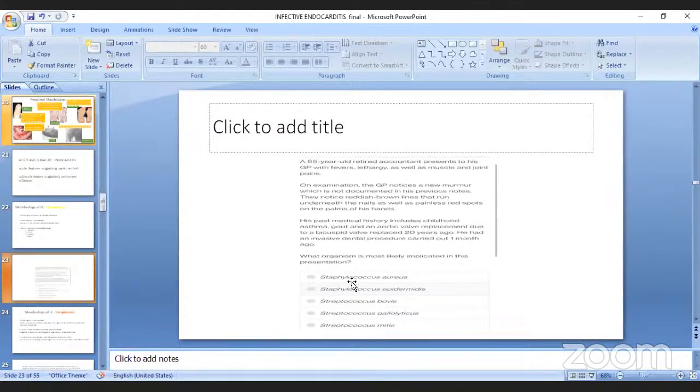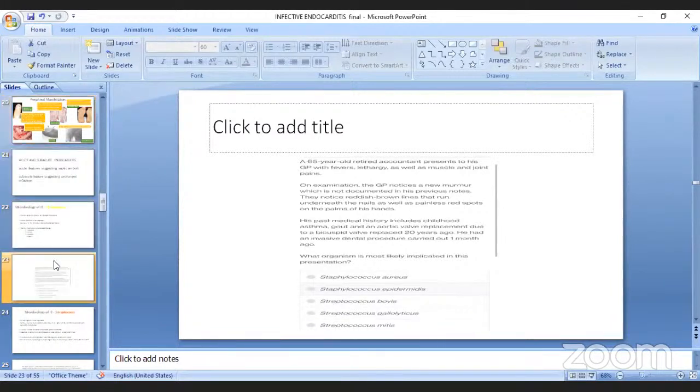They have made it very lengthy to basically confuse you, but the last line says he has an invasive dental procedure carried out 1 month ago. What is the organism most likely implicated in the presentation? It is not staph. The first thing you know is that it is not staph. Now can it be bovis or gallolyticus? We're talking about streptococci. Bovis and gallolyticus, it cannot be. Why? Because bovis and gallolyticus are the main organisms of the GIT tract. So the answer is Streptococcus mitis.